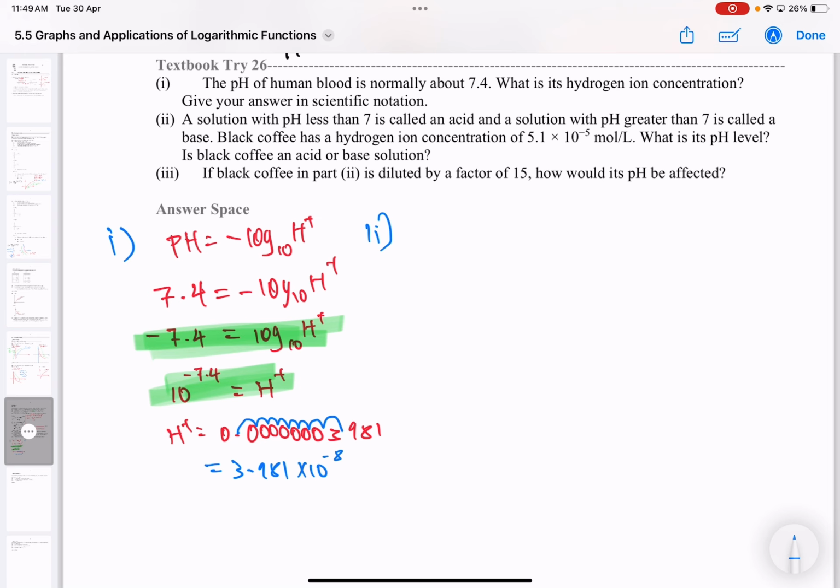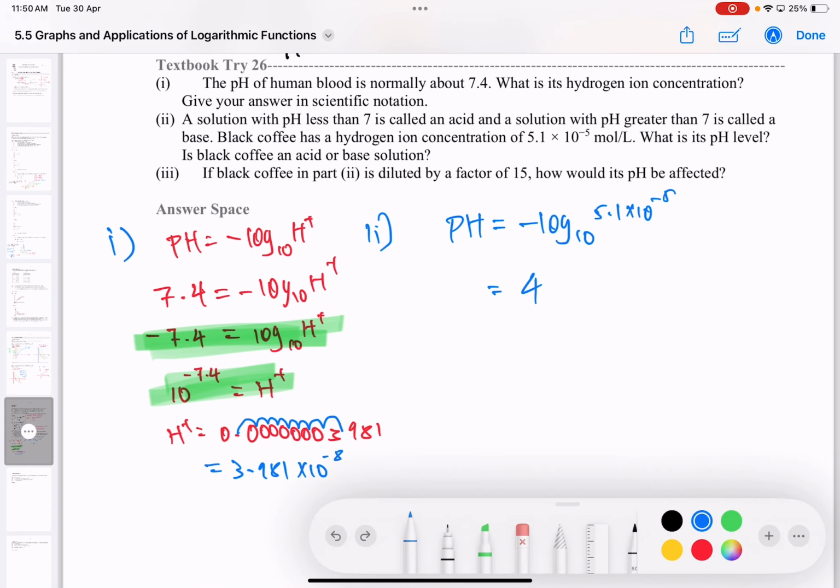So here, we need to find the pH again. I just need to substitute it inside. So this is 5.1 times 10 to the power of negative 5. Just enter this in your calculator: negative log of 5.1 times 10 to the power of negative 5. I will get 4.29. Leave it to 3 sig fig. So it's 4.29. Is it an acid or is this a base? Acid. So this is an acid.